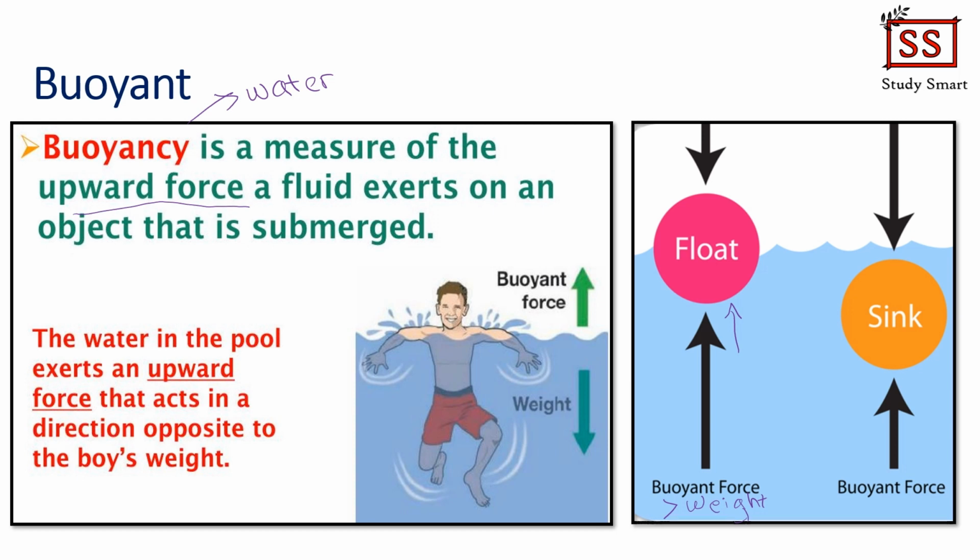Here is the second situation. The buoyant force of this yellow color ball is actually lesser than the weight of the object. Meaning the weight of this yellow color ball is much bigger than the buoyant force. So this will cause the ball to sink under the water.